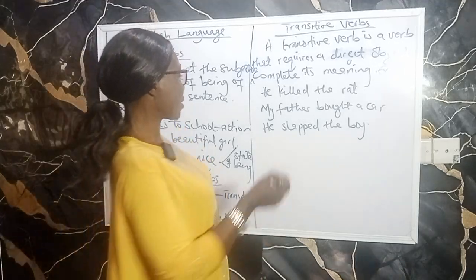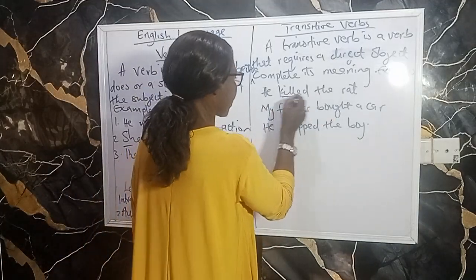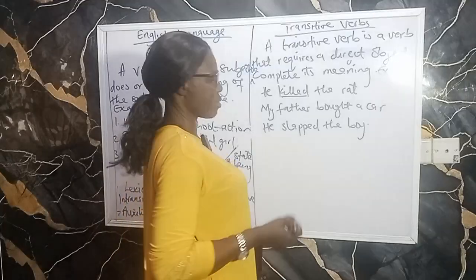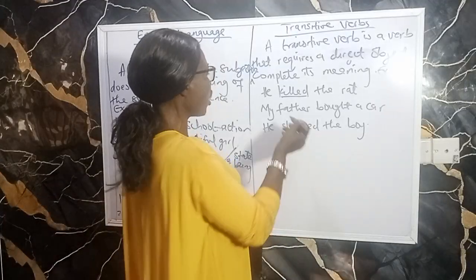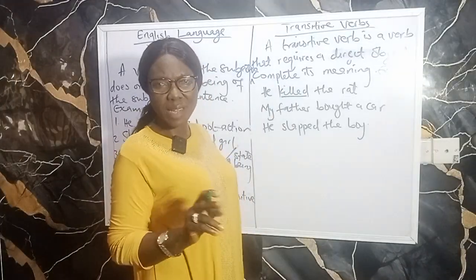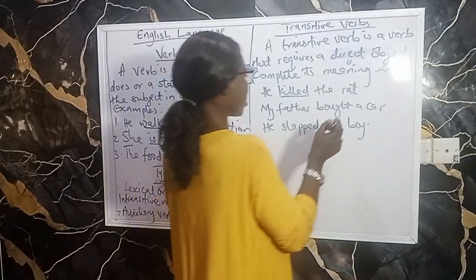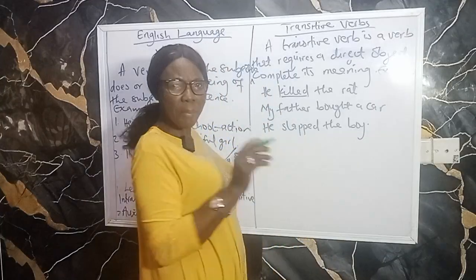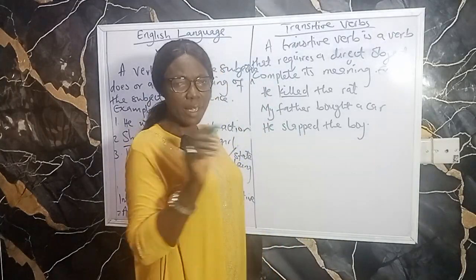Now look at the verbs here. We have he killed the rat. The rat here is a direct object following the verb killed. So killed here is used as a transitive verb. The second one is my father bought a car.